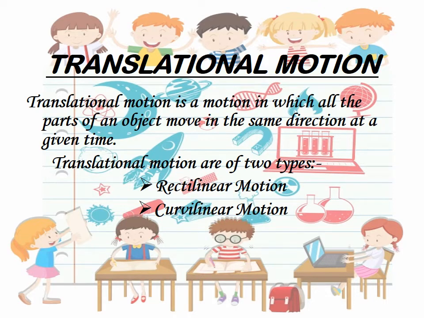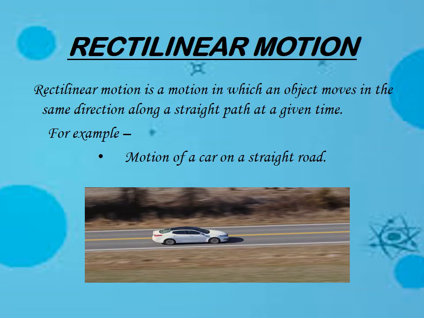Translational motion. Translational motion is a motion in which all the parts of an object move in the same direction at a given time. Translational motions are of two types, rectilinear motion and curvilinear motion. Rectilinear motion. Rectilinear motion is a motion in which an object moves in the same direction along a straight path at a given time. For example, motion of a car on a straight road.